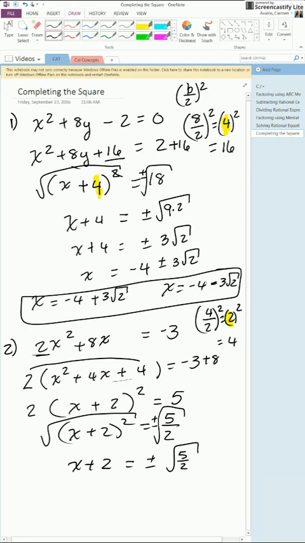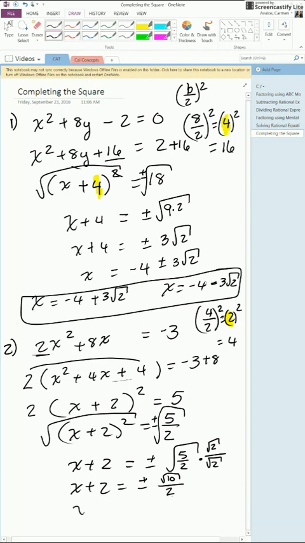And then what we want to do is we can't have, and the answer in the book does not give us an answer with the radical in the denominator. So the way that you change the radical is you multiply the top by the square root of 2 and the bottom by the square root of 2. So you get x plus 2 equals plus or minus square root of 10 over 2.